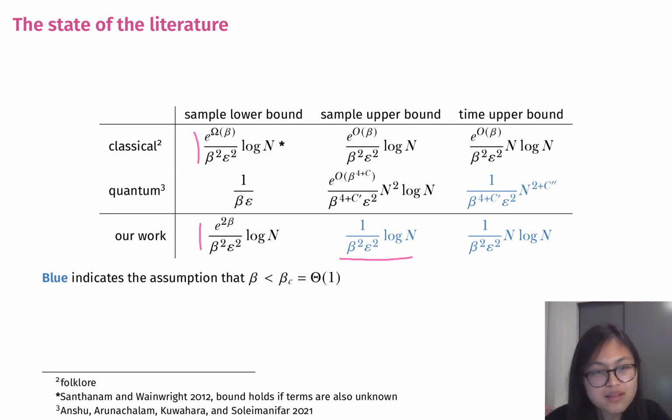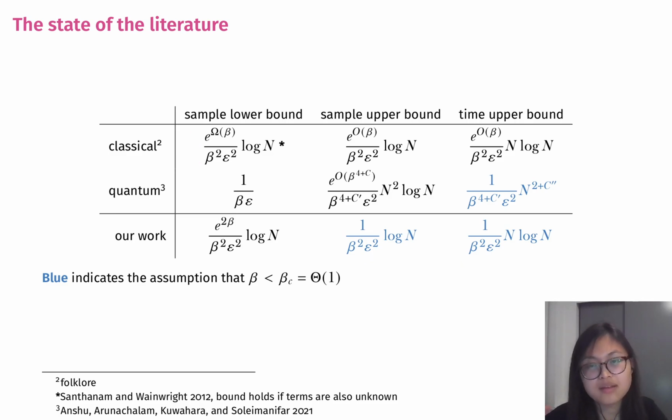We give an algorithm. Notice that in the high temperature regime, this e to the 2 beta is just a constant, so this is indeed matching. And we also get a linear time algorithm with this optimal sample complexity. And so we've resolved the question in the high temperature case.